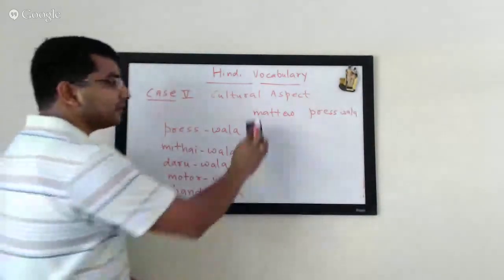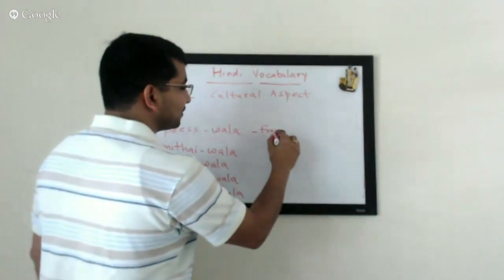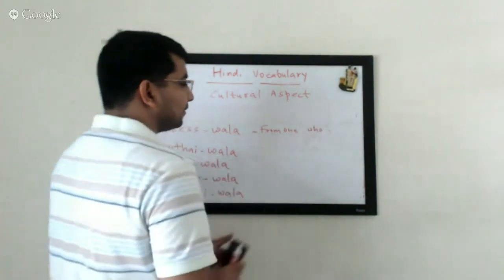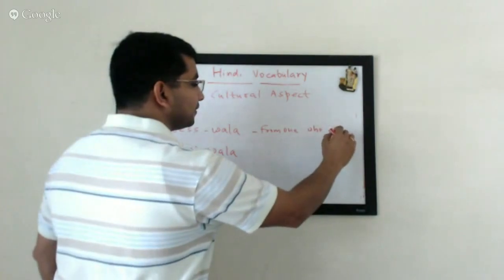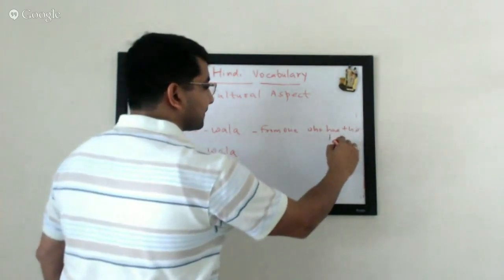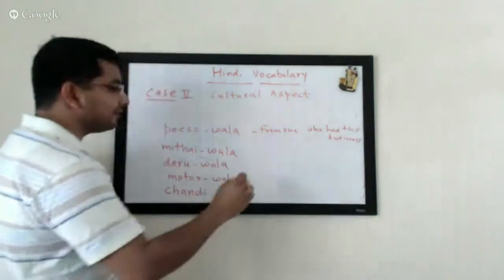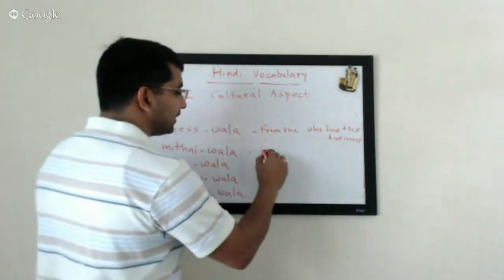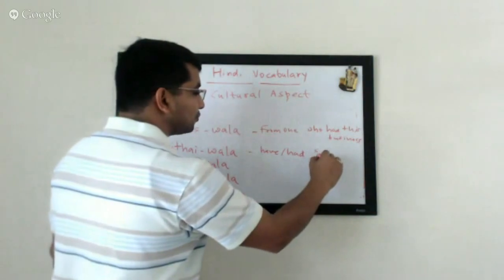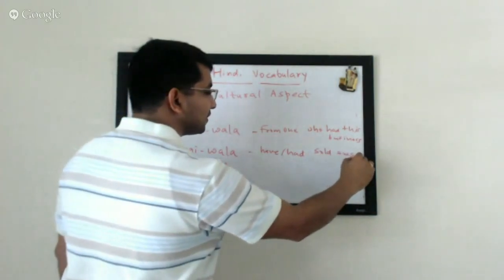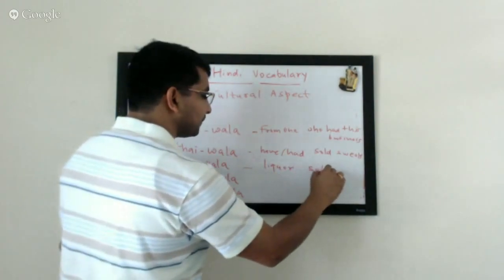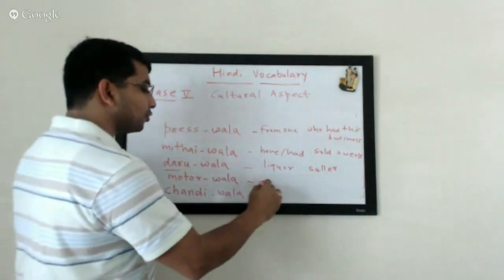You can interpret that maybe his forefathers had this profession, right? Someone who has press, like they were into the media basically, who had this business. Mithai wala, someone who, and again, it doesn't mean that they currently have this profession. They probably had it before, right? They have, or they had sold sweets, right? Daru is nothing but liquor, liquor seller, right? And motor is automobile.